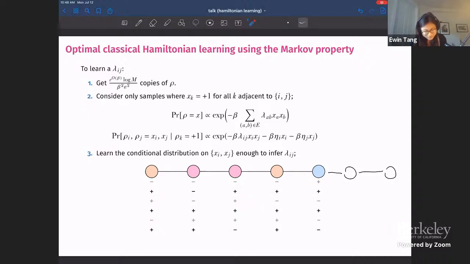So I'm not going to explain the details, but are there any questions about how you get the classical learning, how you solve this classically?